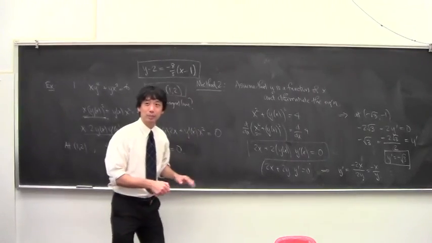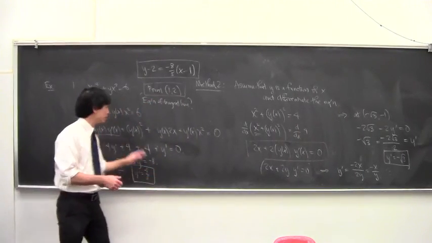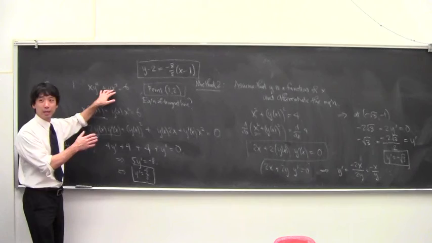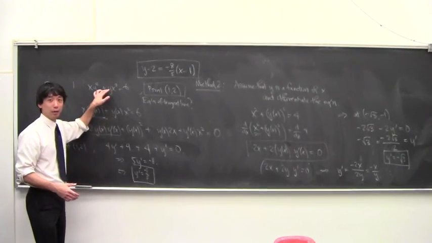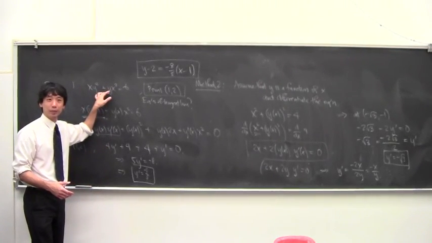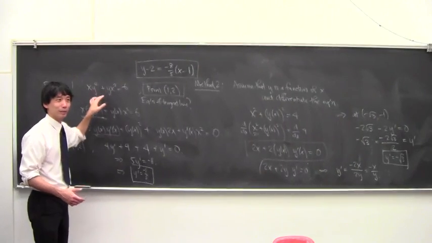Okay, so this is the method of implicit differentiation. You see how you do it. You start with the equation, and then just differentiate it, understanding that y is implicitly a function of x.